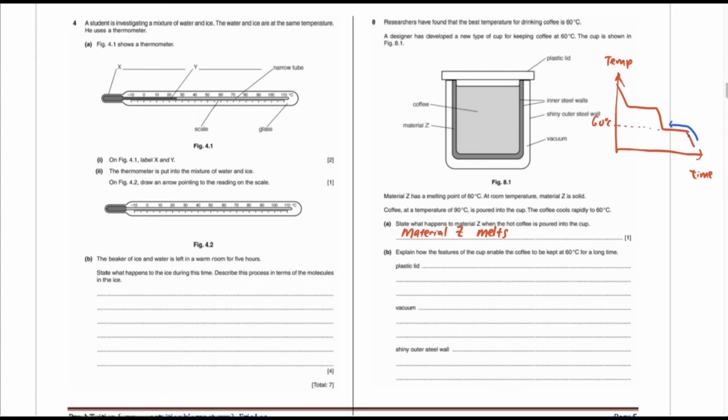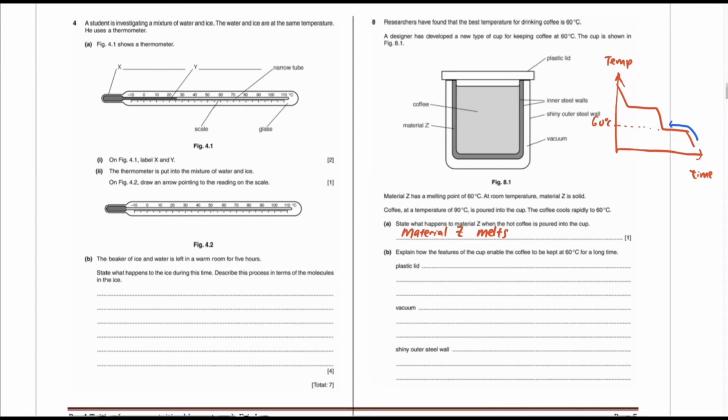When it starts to melt, it absorbs the heat from the coffee. That's the thing. It absorbs heat from the coffee. So the coffee loses heat and becomes cold. Okay, so it will cool down the coffee to 60 degrees Celsius. Okay, and material Z will use the energy from the coffee to go through the melting process. And of course, the melting process will make it remain at 60 degrees Celsius. And it makes the coffee become 60 degrees Celsius also. So that is how it helps.